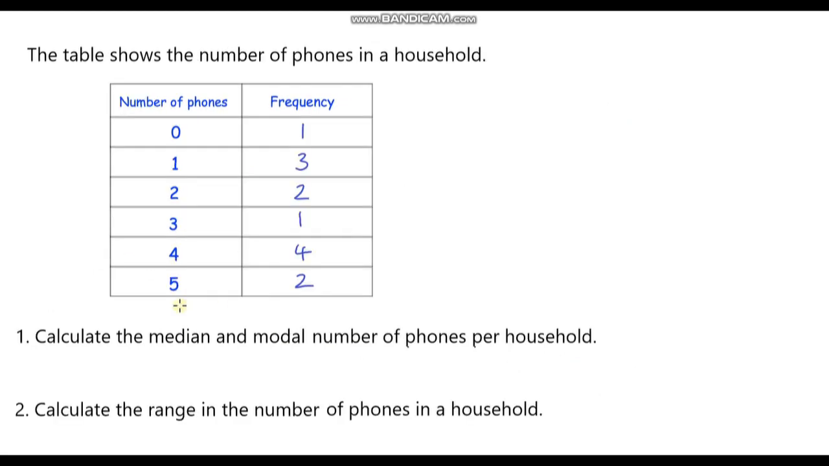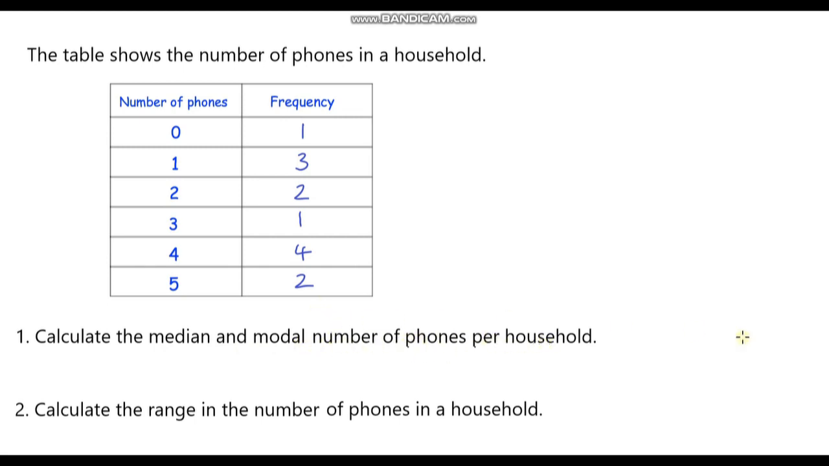Okay, one last question for you to have a go at, and this one you need to be really careful about the median. So it says the table shows the number of phones in a household. So there was one household that didn't have any phones, all the way up to 2 households that contained 5 phones. And it says calculate the median and modal number of phones per household.